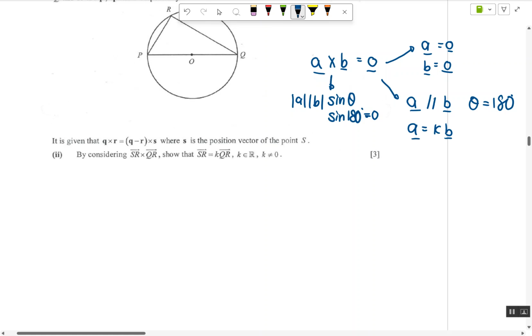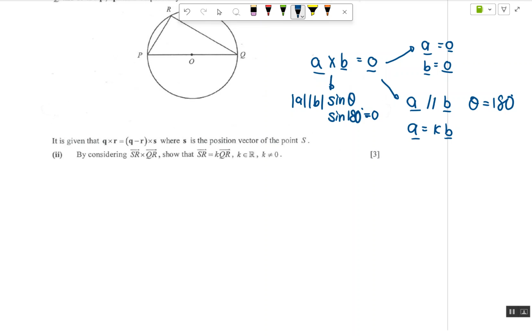I think probably only Joshua, last week you did say it out when I asked. You probably remember this. A cross B equals 0 means either one of them must be a 0 vector, but if they tell you that both of them are not 0 vectors, then A is parallel to B. This kind of question came out in the EJC 2018 paper that I gave you.